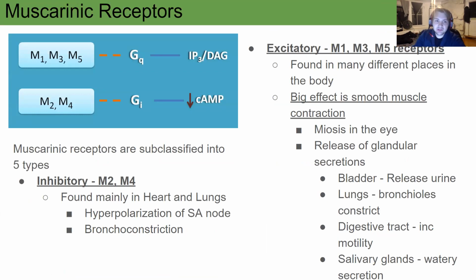Again, I just wanted to re-explain muscarinic receptors because I don't believe you guys went over this in patho. I can't remember. But remember that we have 5 different subtypes of muscarinic receptors, M1 through 5. In general, we can group M1, 3, and 5 as Gq GPCRs. They're Gq coupled. And M2 and M4 are Gi coupled receptors.